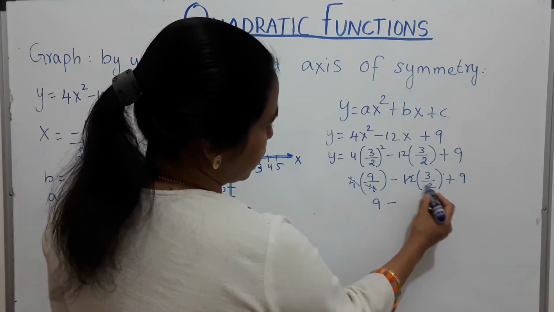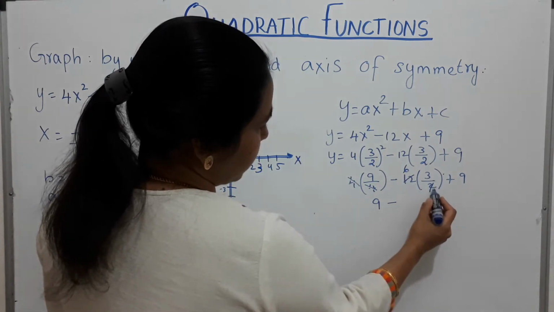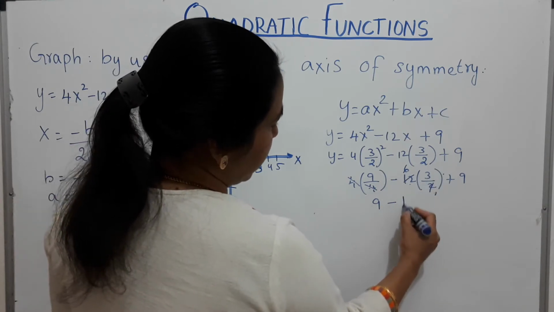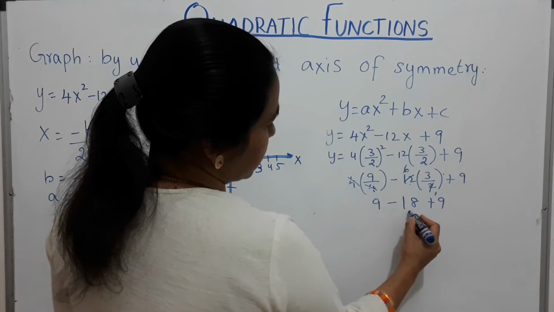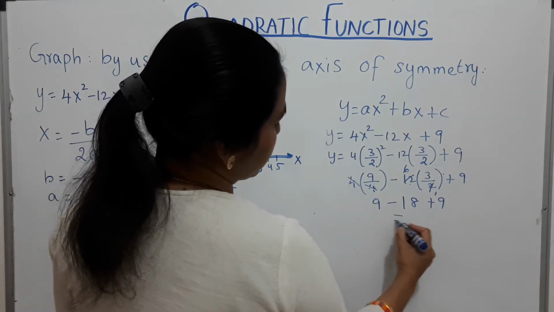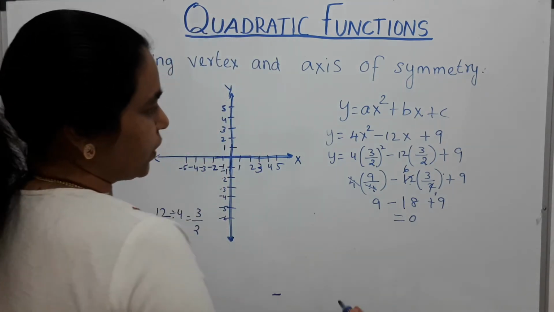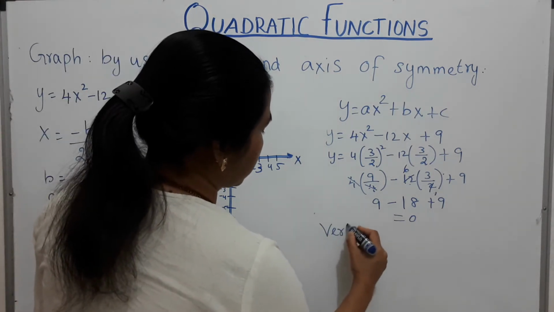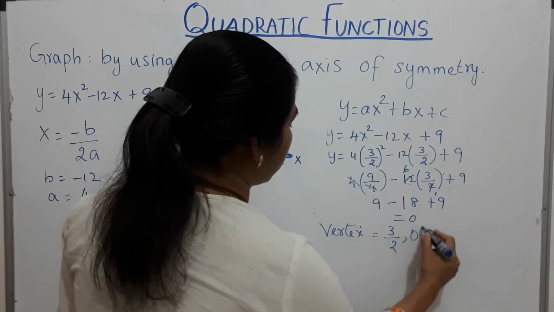divided by 2 will be 6, and this will be 1. So 1 times 2 is 2 and 6 times 2 is 12. So 6 times 3 will be 18 plus 9. So 9 minus 18 will be negative 9. Negative 9 plus 9 will be equal to 0. So the value of y will be equal to 0. So the vertex is 3 over 2 and 0.